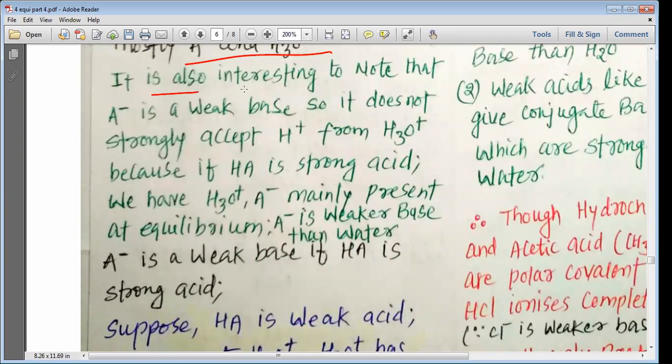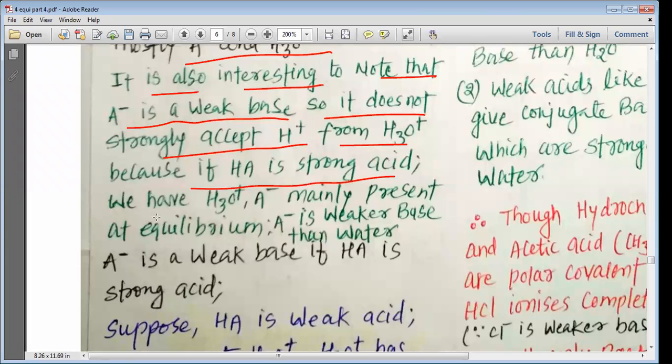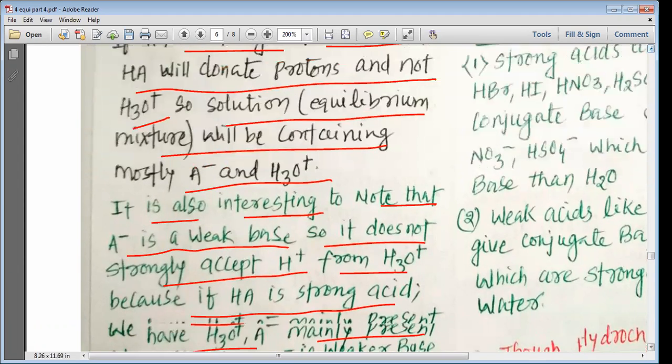It is also interesting to note that A minus is a weak base, so it does not strongly accept H plus from H3O plus, because if HA is a strong acid, we have H3O plus and A minus mainly present at equilibrium. So A minus is a weaker base than water. Please remember, my dear students.